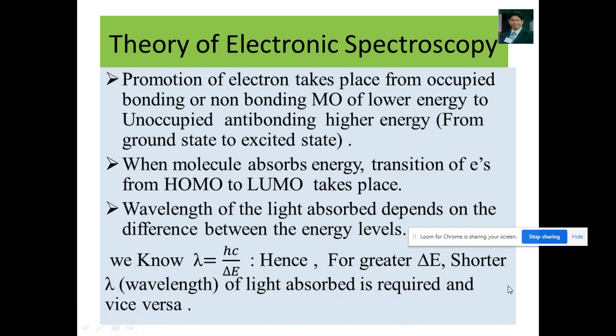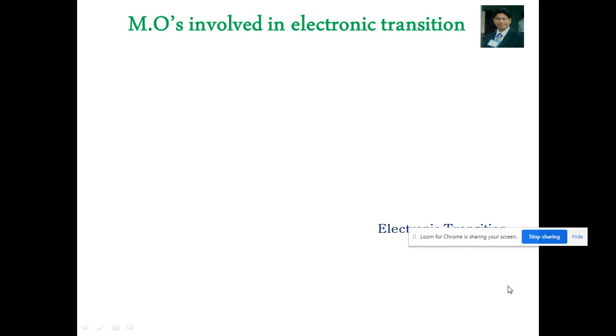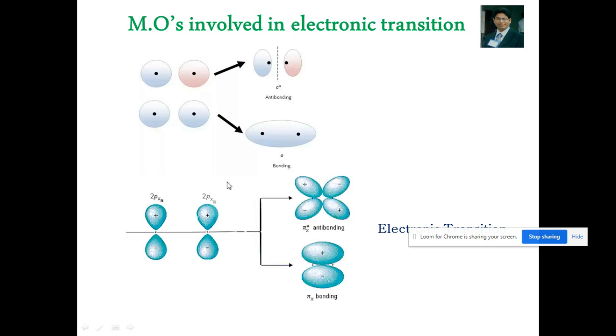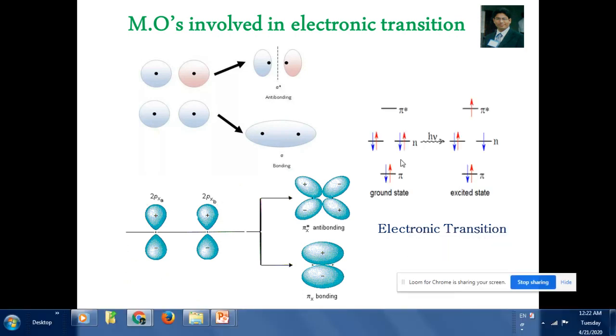Hence, for greater delta E, the shorter wavelength of the light absorbed is required, and vice versa. Now, here is the picture of molecular orbitals involved in the electronic transition. This is the sigma bonding and this is the sigma anti-bonding. And similarly, for the pi bond, this is pi bonding and this is pi anti-bonding. And electronic transition occurs in this way. Here, from the picture, we can see that one electron jumps from this non-bonding to pi star due to irradiation.